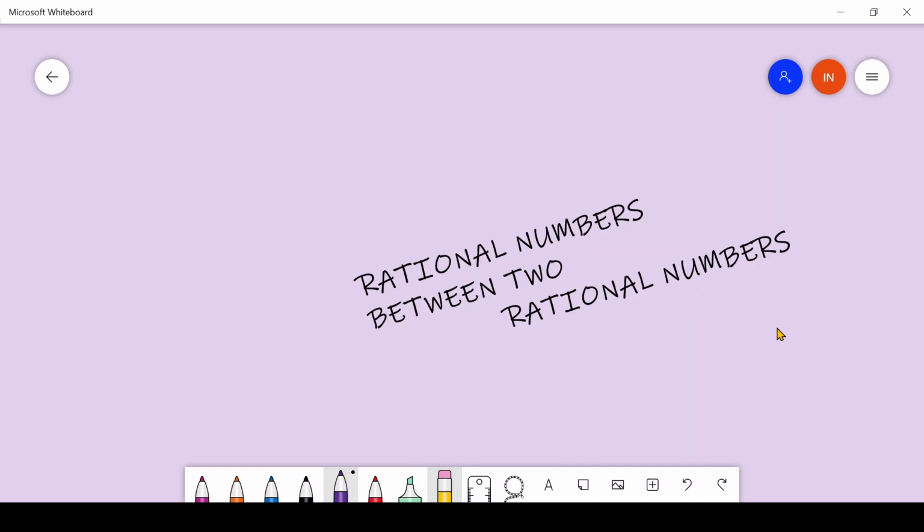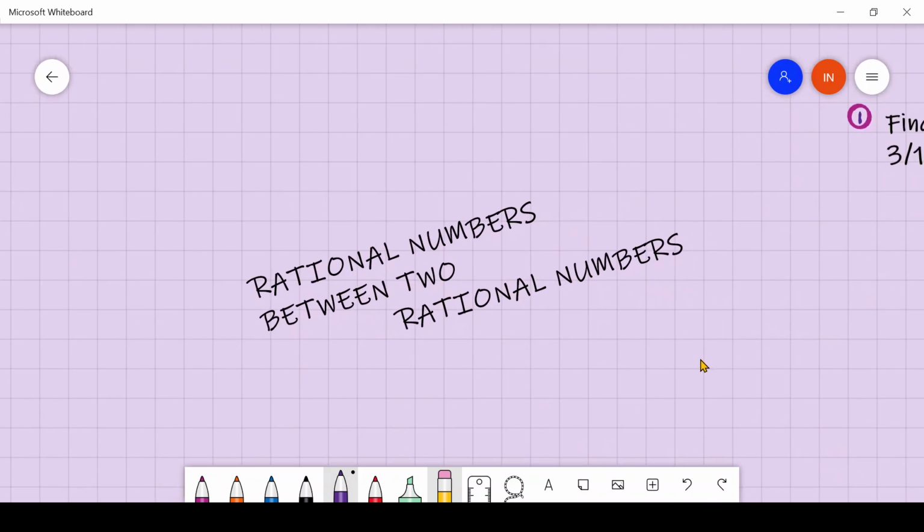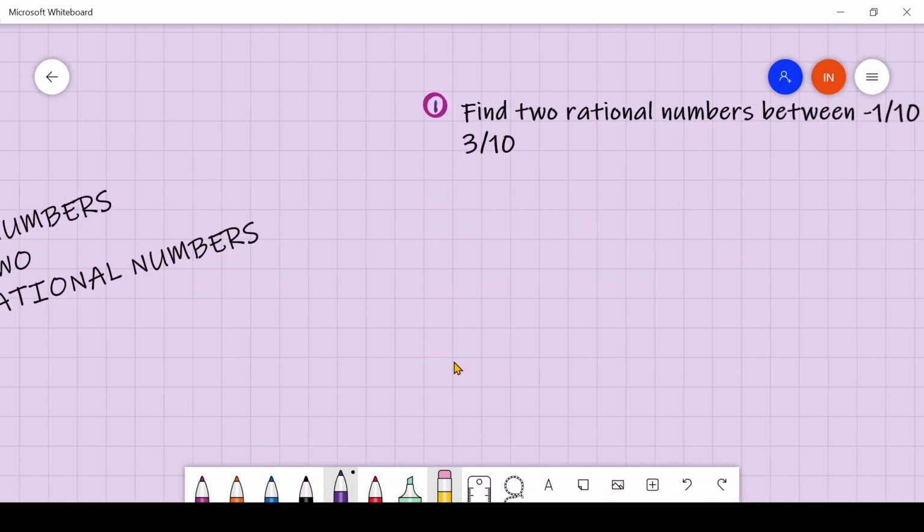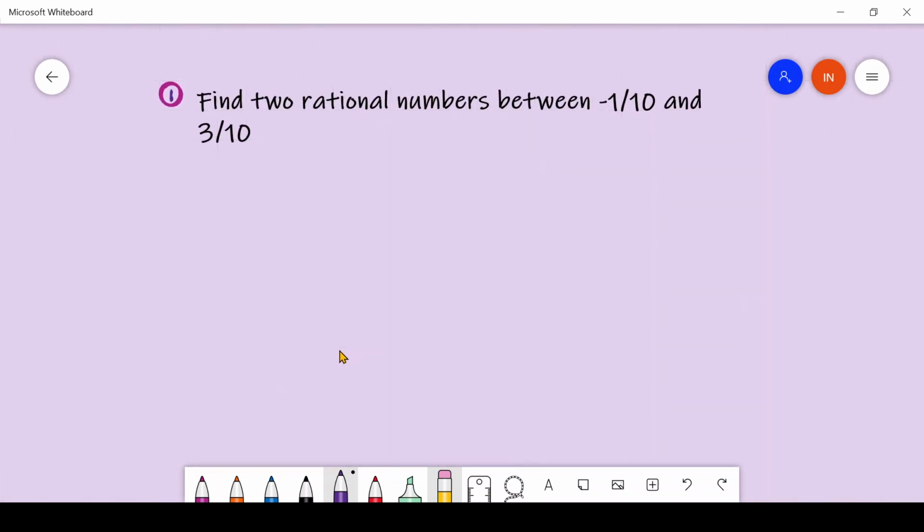In this session, we will be discussing how to find rational numbers between two given rational numbers. Unlike natural numbers and integers, there are infinite rational numbers between two given rational numbers. So let us see, by checking this question, how to find the rational numbers between two given rational numbers.